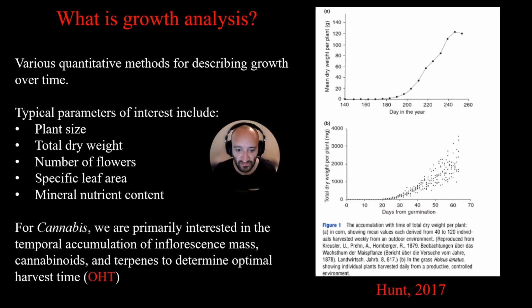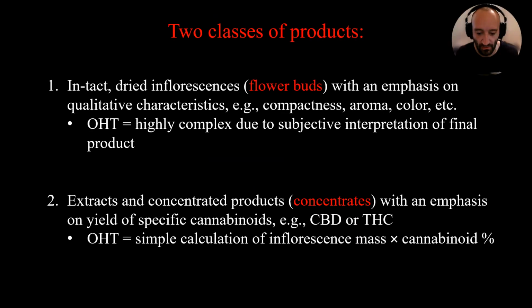And so with this experiment, we measured primarily the inflorescence mass and the cannabinoids. And terpenes would also be something very relevant and interesting to measure. But for these experiments, we didn't measure terpenes. Okay, and so when we're trying to identify or predict our optimal harvest time, we of course need to think about what product are we going after.